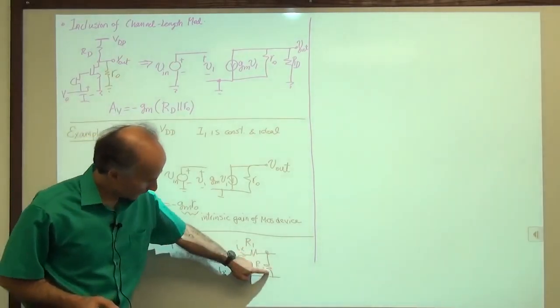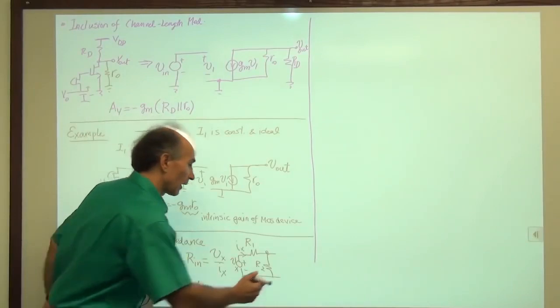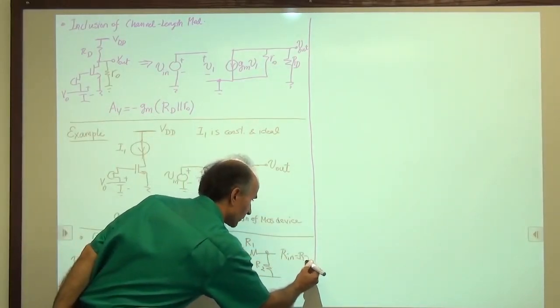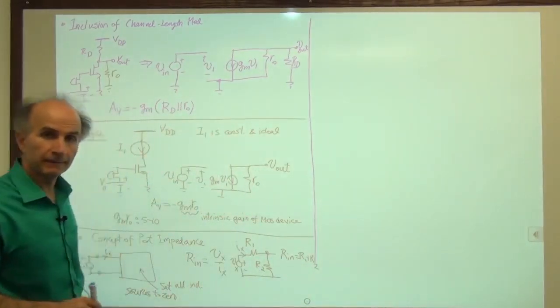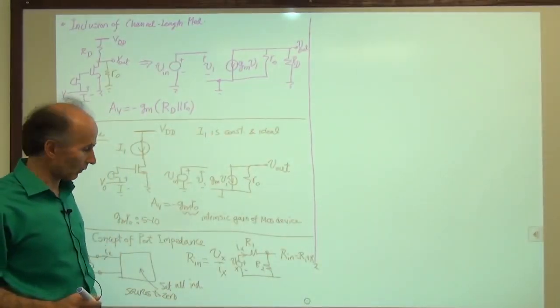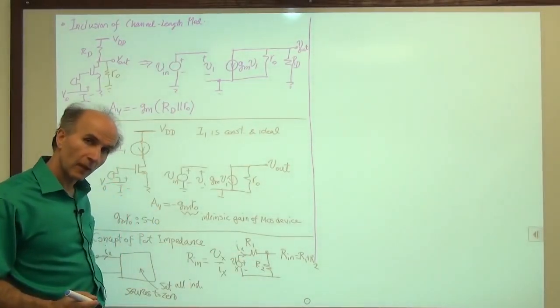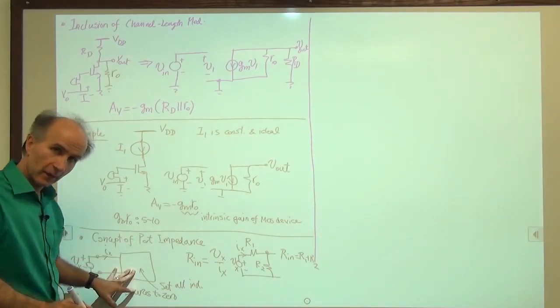Well, we see that these two resistors are in series. I don't really have to do this calculation. I could, but I can just write Rin is equal to R1 plus R2 because the two resistors are in series. Or if you want, you can calculate that and see. Okay, so that's what we mean by the input impedance of a circuit.